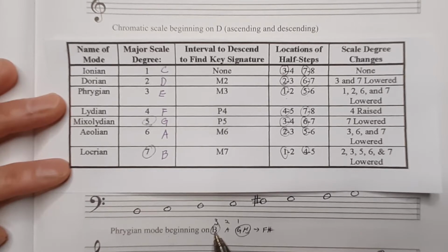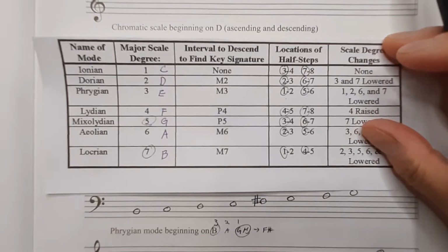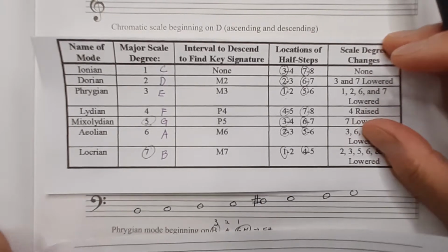Then what is going to be the first scale degree? Now B, A, G. That's a G, right? In the key of G major, there's F sharp. So there's F sharp. We're going to do some more exercises on Phrygian mode.